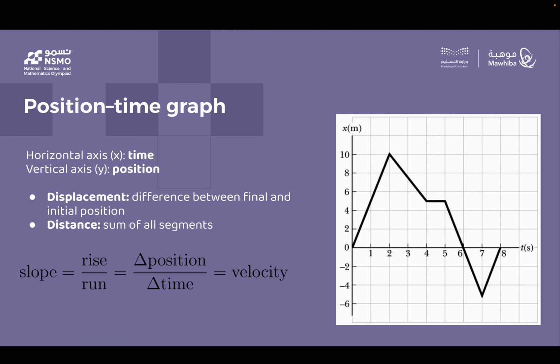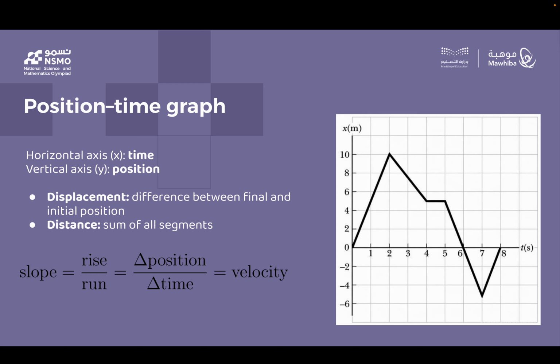Let's start with the position-time graph. On the horizontal axis, or x-axis, we have the time. On the vertical axis, or y-axis, we have the position. Using this graph, you can find the displacement as the difference between the final and the initial positions. For example, on this graph you can see that the initial and the final positions are both 0. Hence, the displacement is 0.